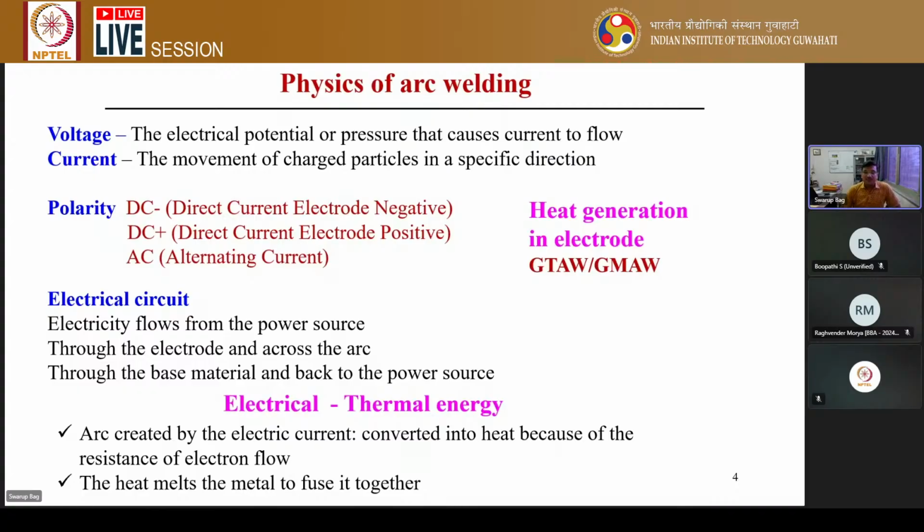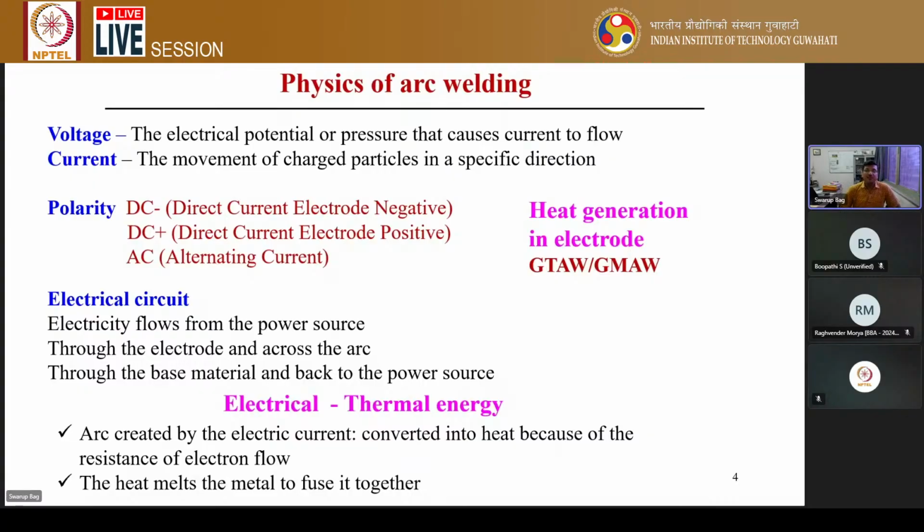So roughly 70% heat will be generated on the workpiece and the remaining 30% heat will be generated on the electrode. It means that heat will be generated on both sides. It is not possible to have 100% heat generation on one side and no heat generation on the other. So when you use the electrode as the negative terminal and the workpiece as the positive terminal, maximum heat will be generated on the workpiece side. Other way around, when you use the electrode as the positive terminal and the workpiece as the negative terminal, of course maximum heat will be generated on the electrode side.